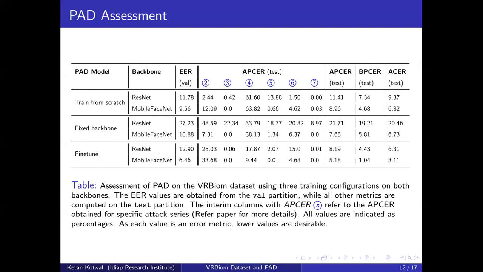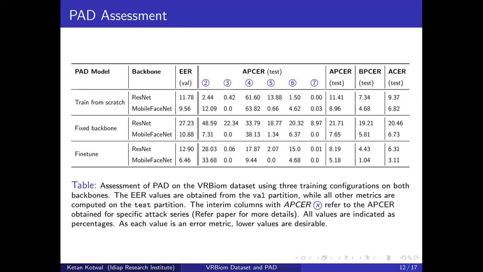Fine-tuning seems to give the best performance, which possibly means that it allows us to use the rich features that have been learned on other third-party datasets. At the same time, we are free to fine-tune the complete network, which is classifier and backbone both, for the specific application of detecting attacks on the VR dataset. In the best case scenario, we obtained on the MobileFaceNet when everything was fine-tuned, the overall average error rate was as low as 3%.